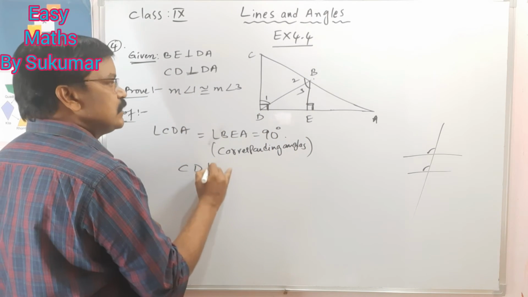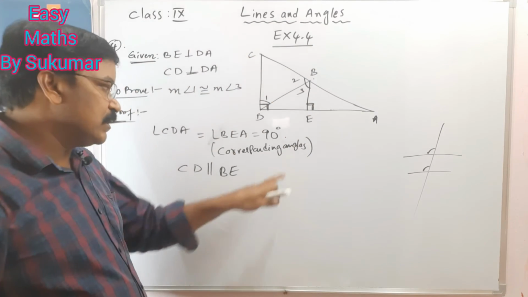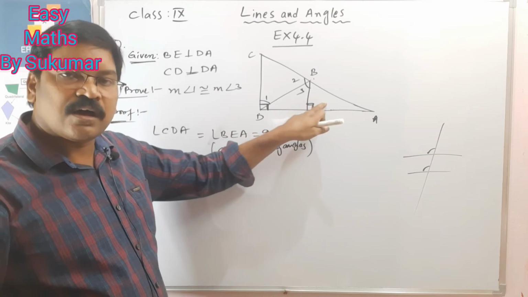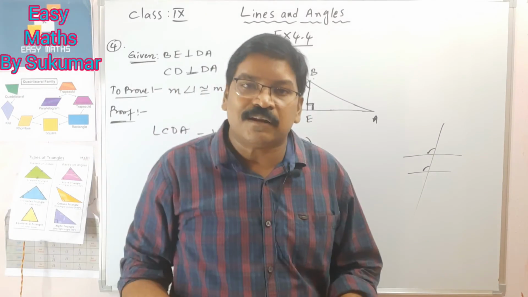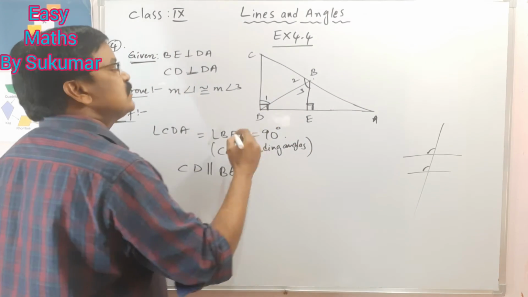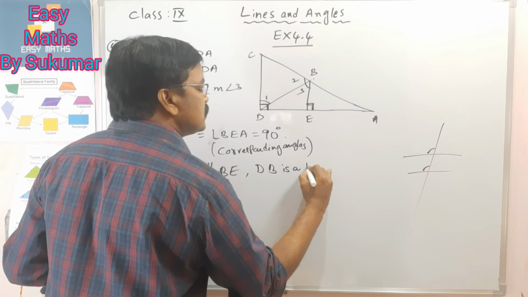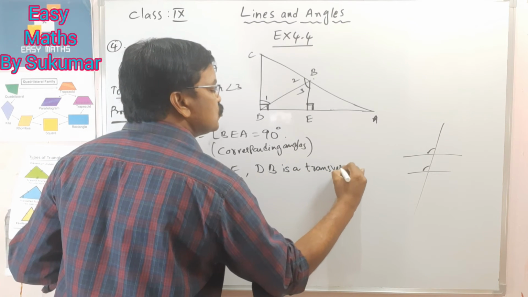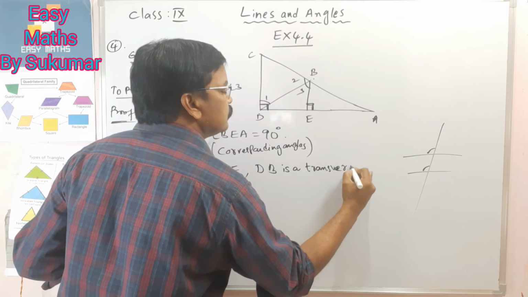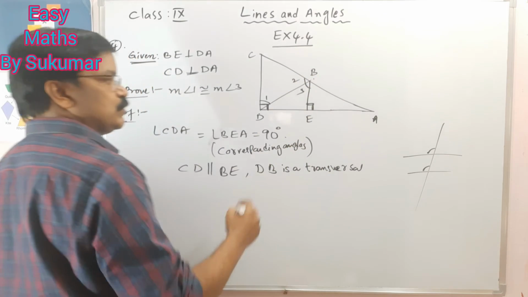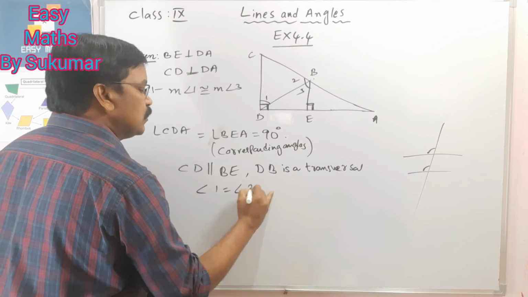Therefore, CD is parallel to BE. The reason is this pair are corresponding angles. Therefore, CD and BE are parallel to each other. Just imagine this DB is a transversal. This CD and BE are parallel lines. Then angle 1 is equal to angle 3.